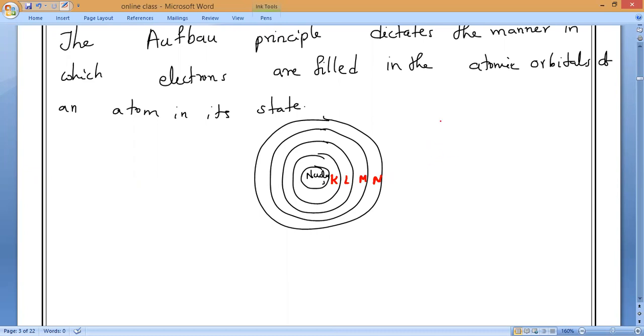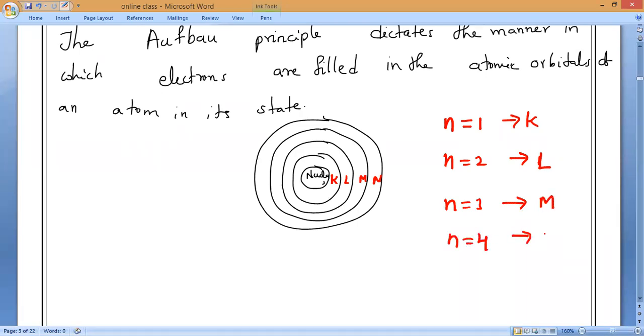Now, what is the number given for the K shell? n equals 1. Which shell is it? K. n equals 2, which shell is it? L. n equals 3, which shell is it? M. n equals 4, which shell is it? N.